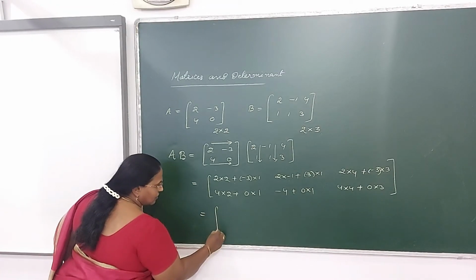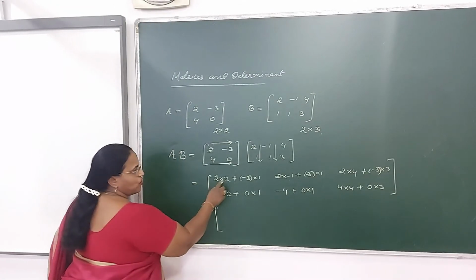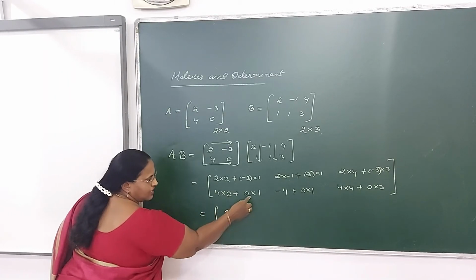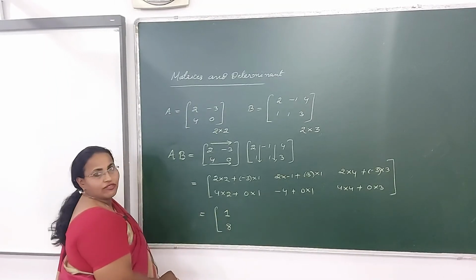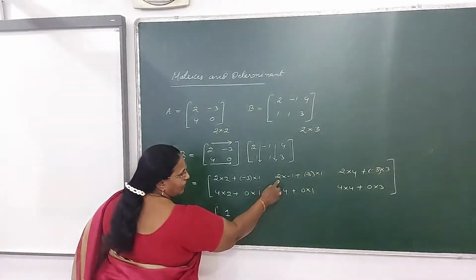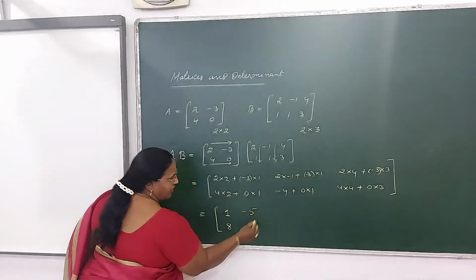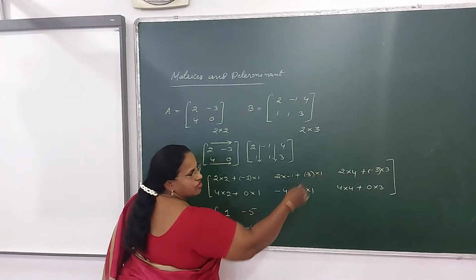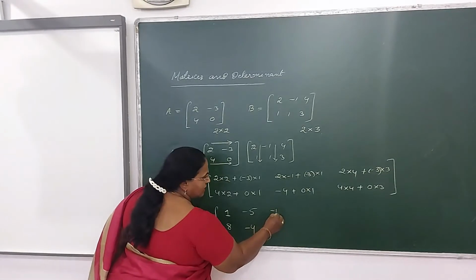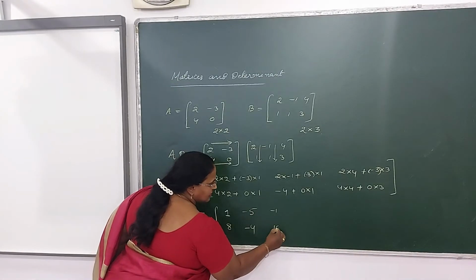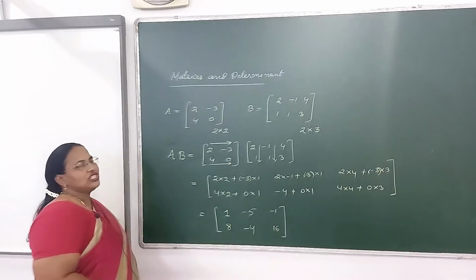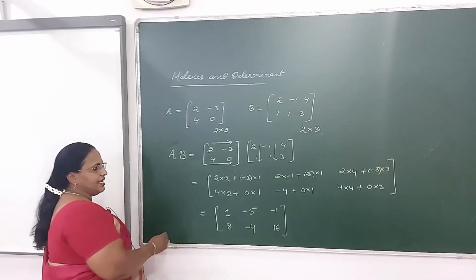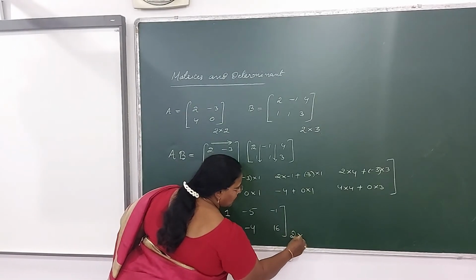So let us do. This is 4 minus 3, it's 1. 4 into 2, 8 plus 0, it's 8. The first column is done. Second one, minus 2 minus 3, it's minus 5. This is minus 4. Moving to the third column, 8 minus 9, it's minus 1. And this is 16. Now check the resultant matrix. What is the order of this matrix? It is having 2 rows and 3 columns.